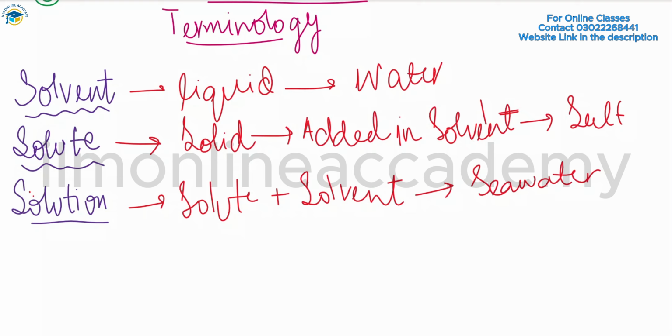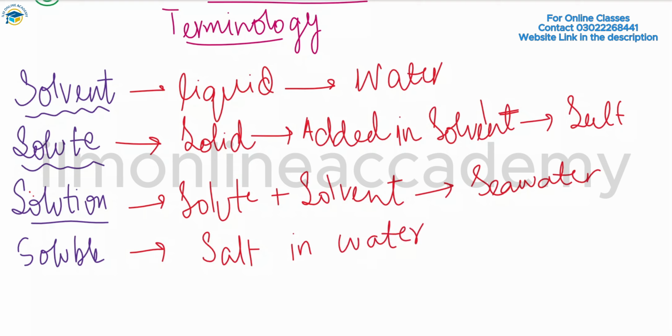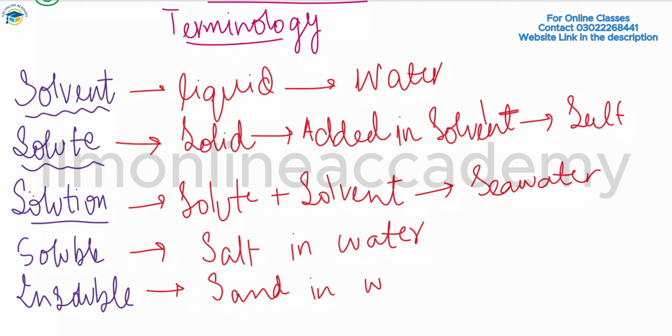Next we have soluble. The word soluble means a substance that will dissolve, like salt in water. If you add salt to water, it will dissolve, so that is known as a soluble substance. And insoluble is the opposite: a substance which is not soluble or which does not dissolve. If you add sand to water, that is an insoluble substance.